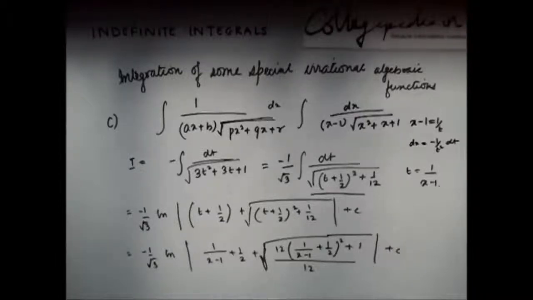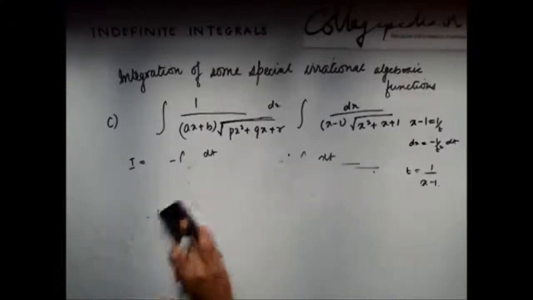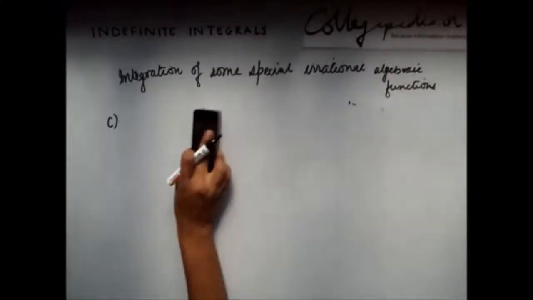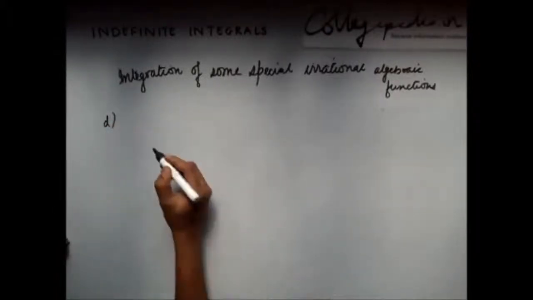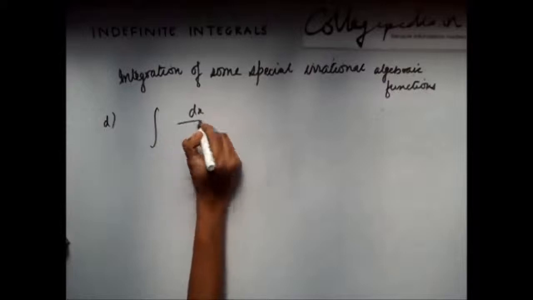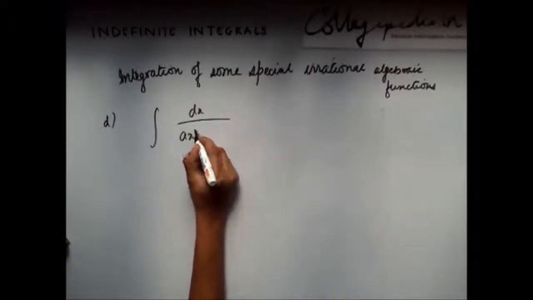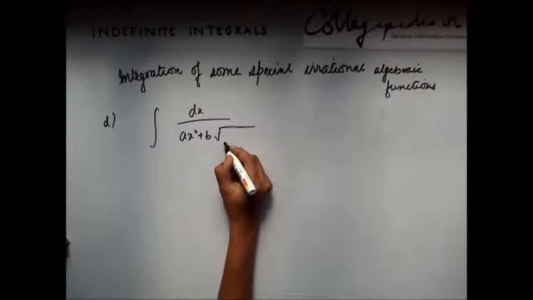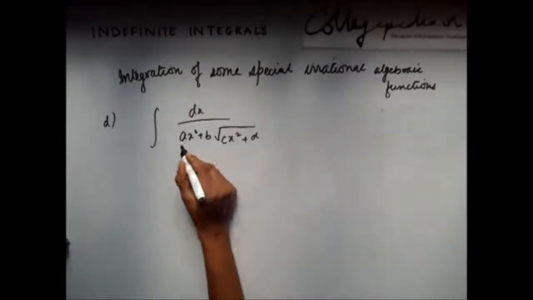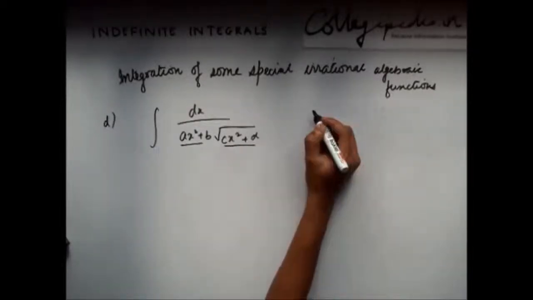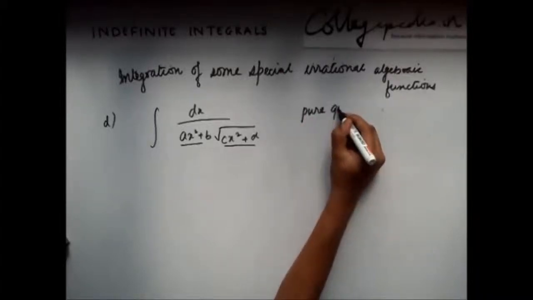So this is my final answer. Okay, now the fourth form. The fourth form deals with this type of integration, dx divided by ax square plus b root under cx square plus d. The speciality about this type of equation is that both ax square plus b and cx square plus d are pure quadratic functions.